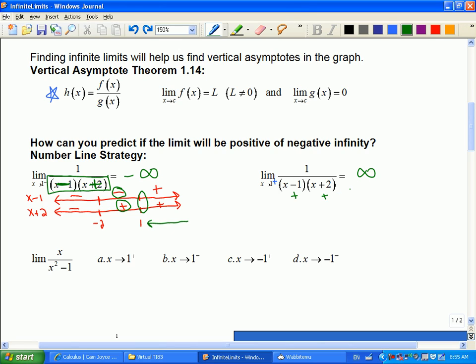So that's the kind of predictions that you need to be able to make, whether it's positive or negative infinity. And a number line is a pretty convenient way to do it.